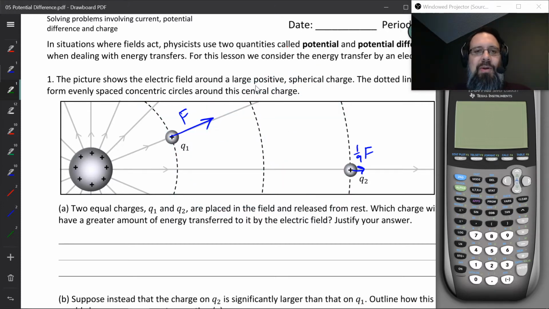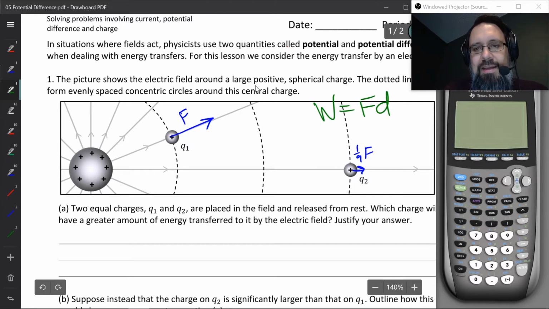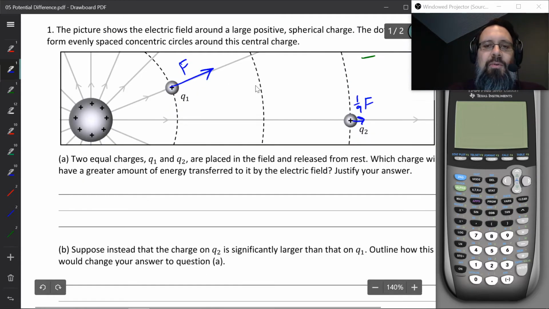I think Kong, you were on the right track. So saying that because Q1 is closer, there's a greater force on it, and so that means that there's a greater amount of work done on Q1. But the other thing to realize is that not just is there a stronger force on it because it's closer, but it also travels a greater distance. And so if you remember that work is F D, not only does it have a greater force on it, but it's also going to be able to travel a greater distance. And so both of those together allow it to have more work.